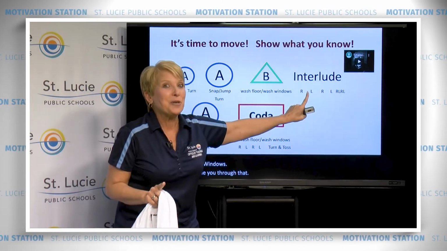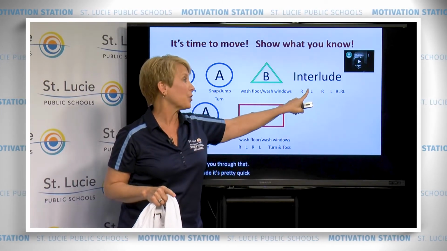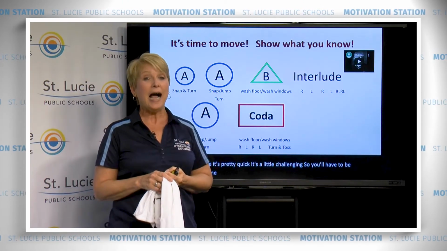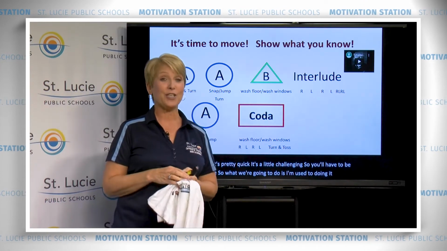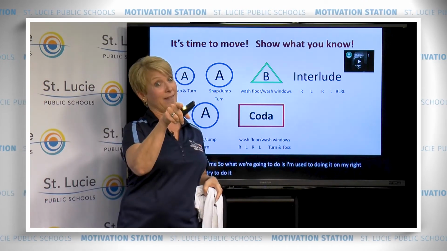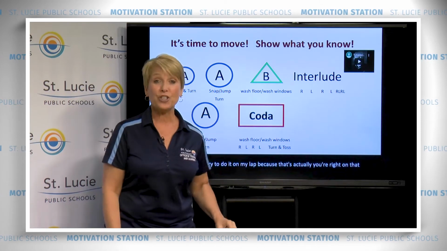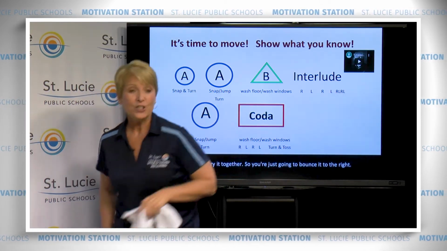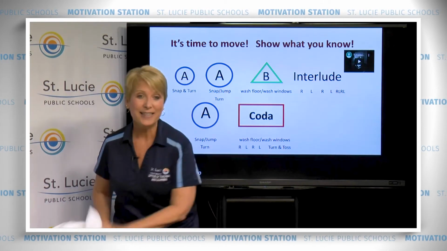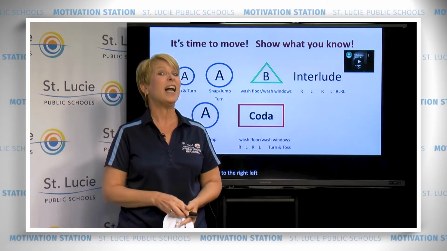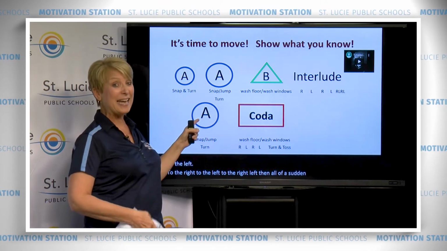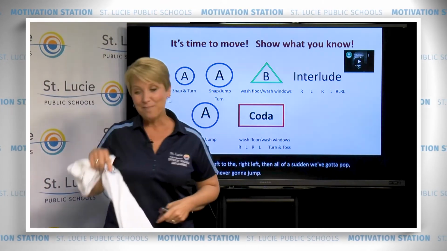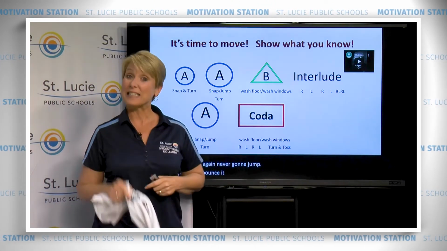Then the interlude is pretty quick. It's a little challenging, so you'll have to be pretty quick with me. So what we're going to do is, I'm used to doing it on my right, but I'm going to try to do it on my left because that's actually your right on that end. So let's try it together. So you're just going to bounce it to the right, to the left, to the right, to the left, to the right, left, right, left. Then all of a sudden, we've got to pop right back to A again. Then we're going to jump, and bounce it, bounce it, bounce it, stop.